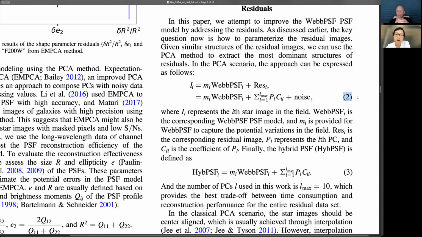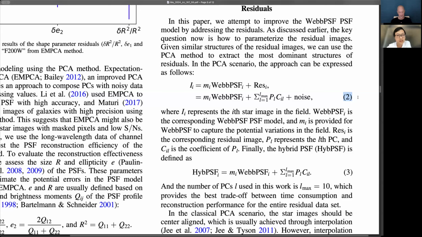As you know, if we want to do PCA, then for the traditional approach, we need to interpolate the center of each residue to the same position. But as talked about previously, the images are undersampled, so we cannot do that. So the solution for this work is to use a priori modeling, such as parametric modeling, to model the structures.